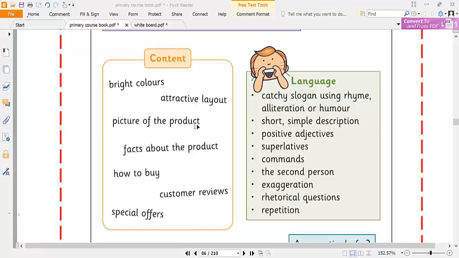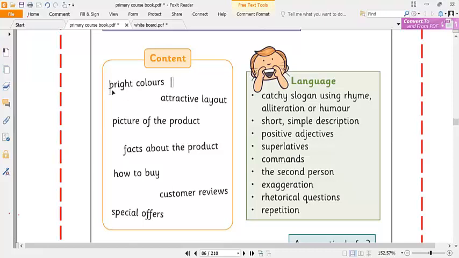Okay, let's see them one by one. Bright colors, as I told you, it should have colors that are attractive, not full of colors. Red, blue, purple, whatever attractive colors suit the advert, especially if you are writing an advert for kids: an advert about a game, clothes, or chocolate.